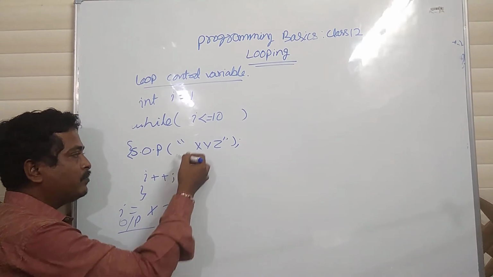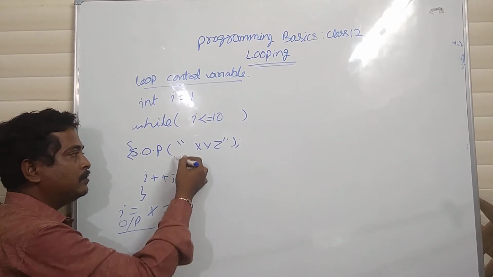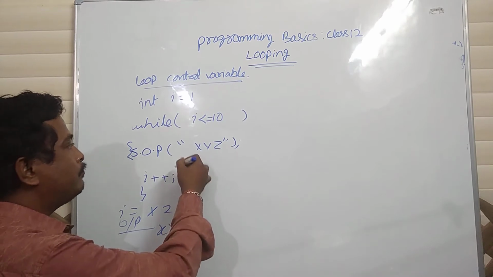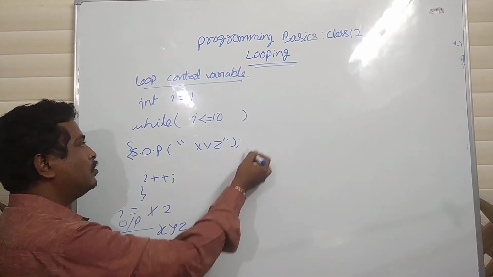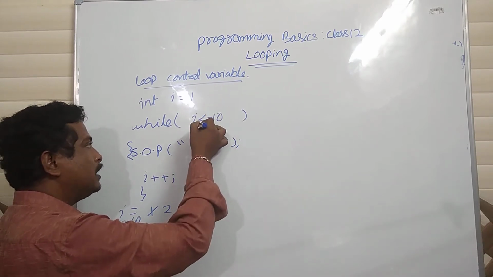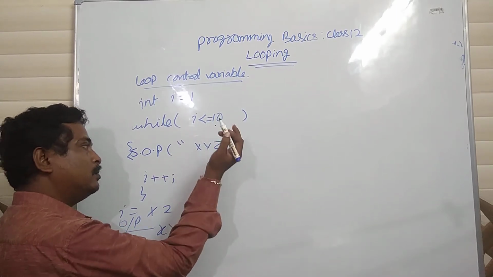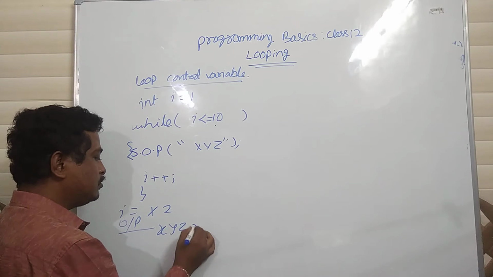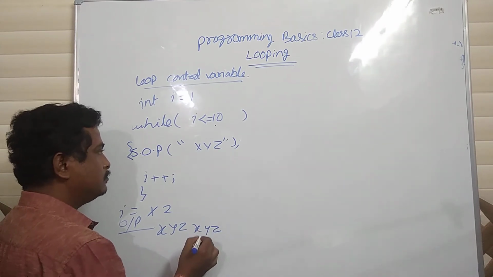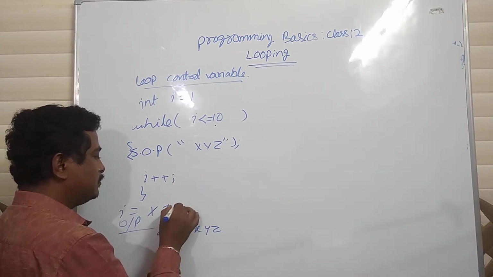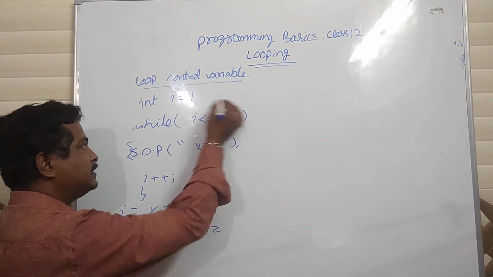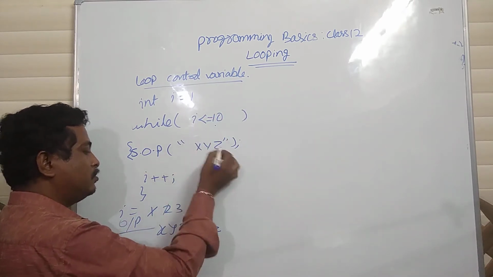After the body of the loop, it will go again. So now what is the i value? 2. 2 is less than or equal to 10. Condition true. So it will print XYZ. Now i becomes 3. 3 is less than or equal to 10. Condition true. Print.